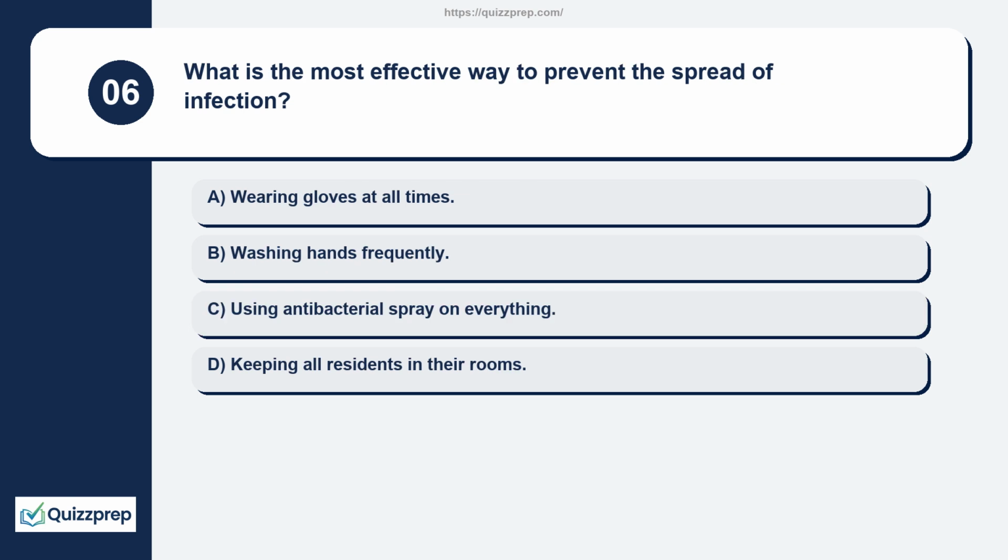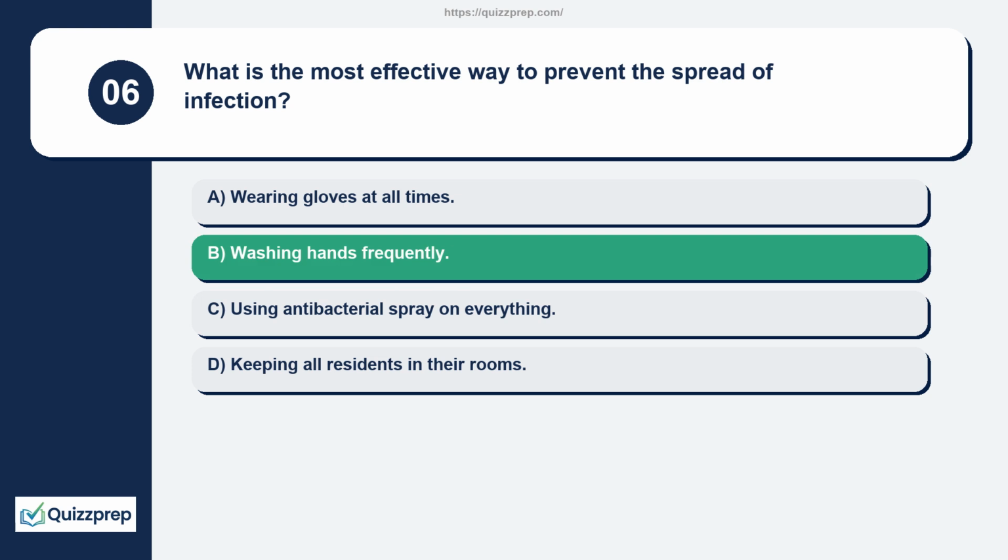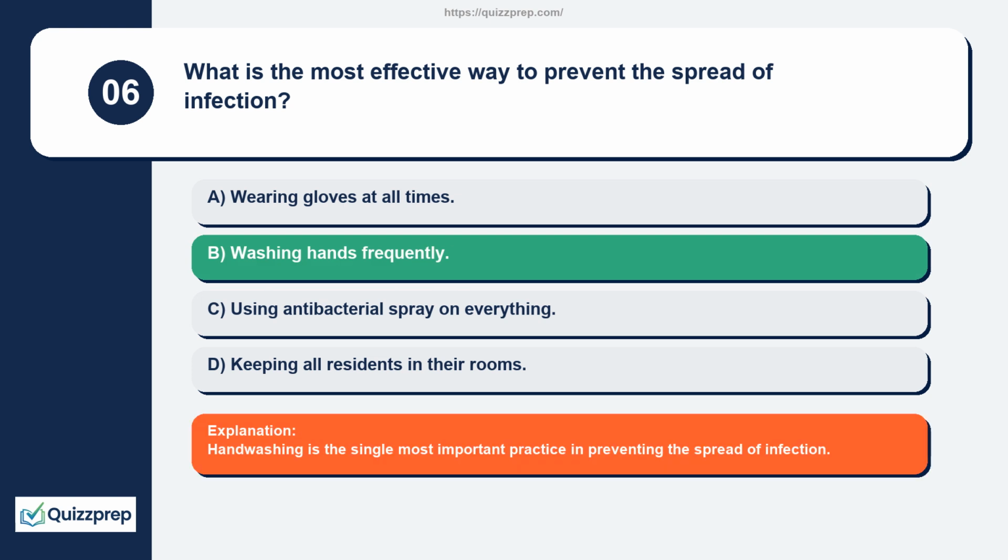Question 6. What is the most effective way to prevent the spread of infection? Wearing gloves at all times. Washing hands frequently. Using antibacterial spray on everything. Keeping all residents in their rooms. Hand washing is the single most important practice in preventing the spread of infection.